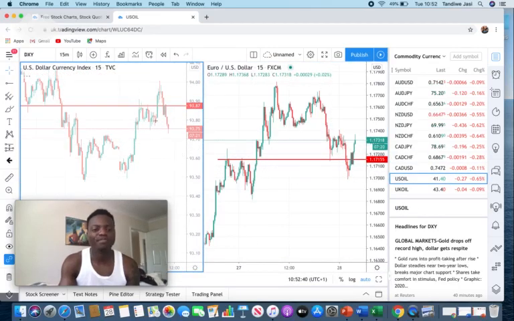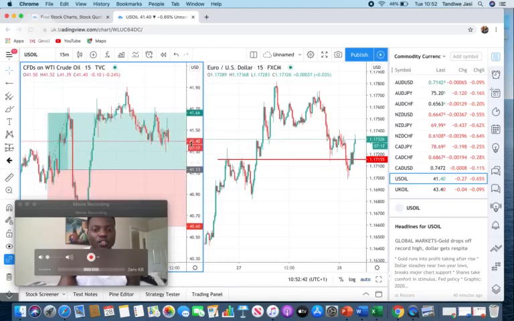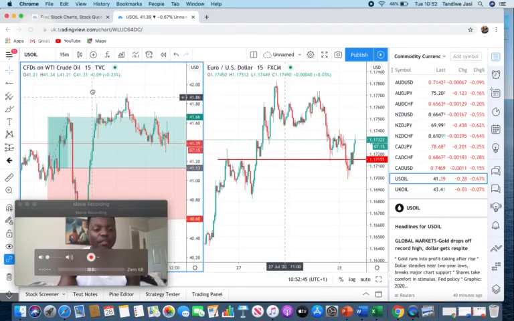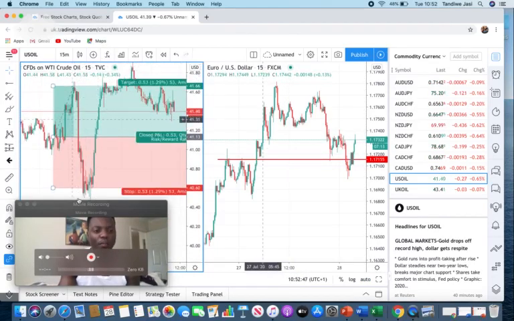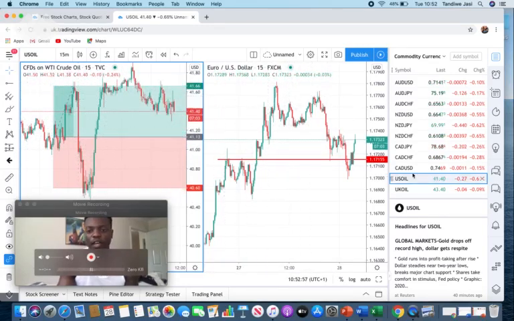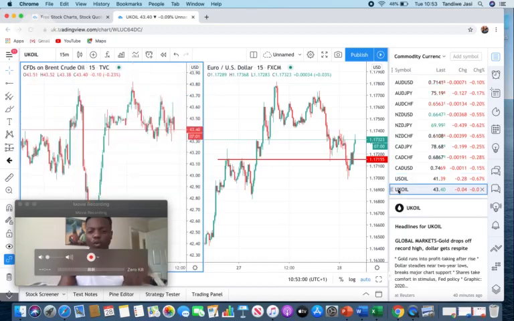Look at US oil. Okay, so you can see that US oil had a recovery on the 15-minute time frame. So it went boom, boom, had a very good recovery. So I was looking for buyers here. You can actually see we had a very, very good recovery for WTI crude oil, and we had the same recovery for UK Brent oil.